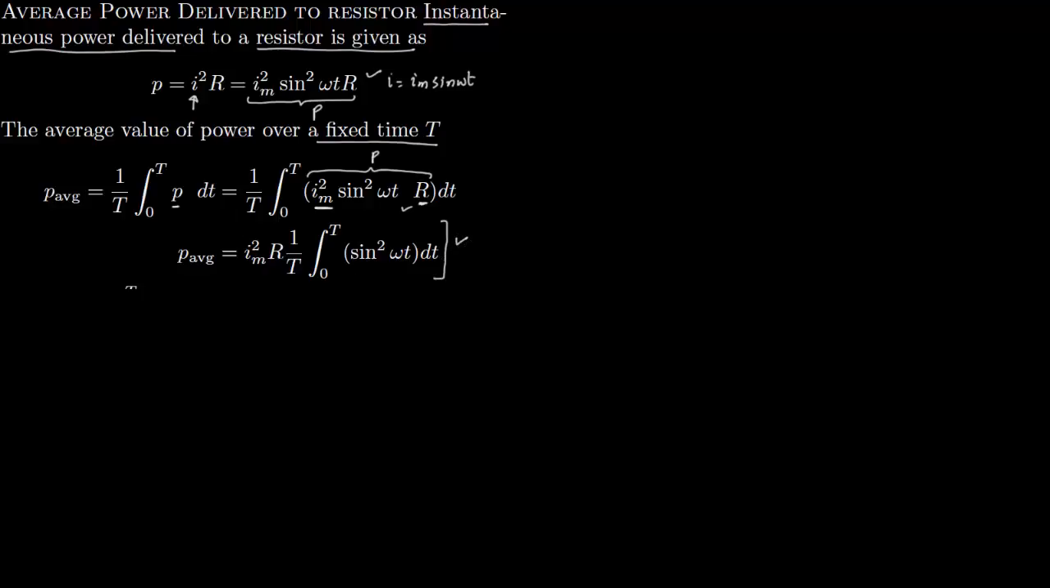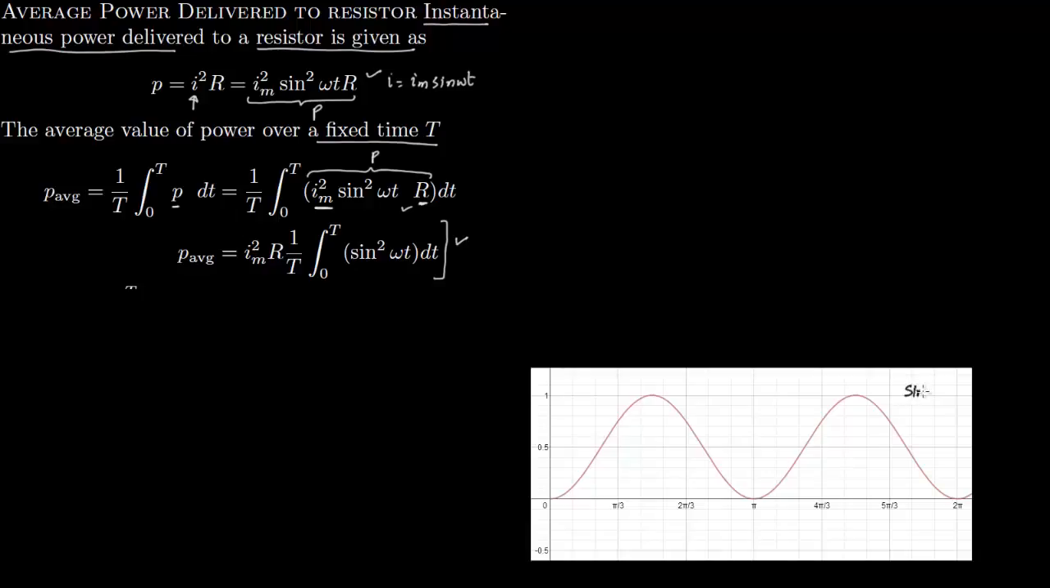Let us find this integral using the figure. This is the graph of sine square omega t. Here I'm taking omega as 1 and we are varying time in this direction. You can see in this graph the average value is just half. But let us also solve this integral directly.